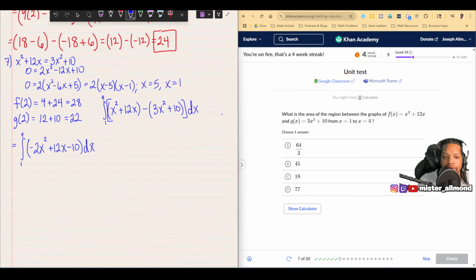Calc 2, yeah, man, it's not bad so far. After this test, I'm about to get into parametric equations and polar equations, and then onto series and stuff. So that's when it's really kind of going to get sweaty.